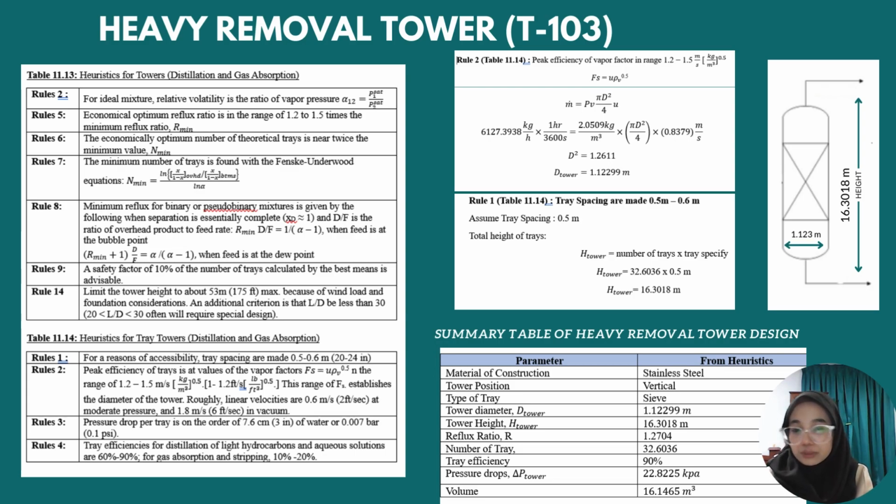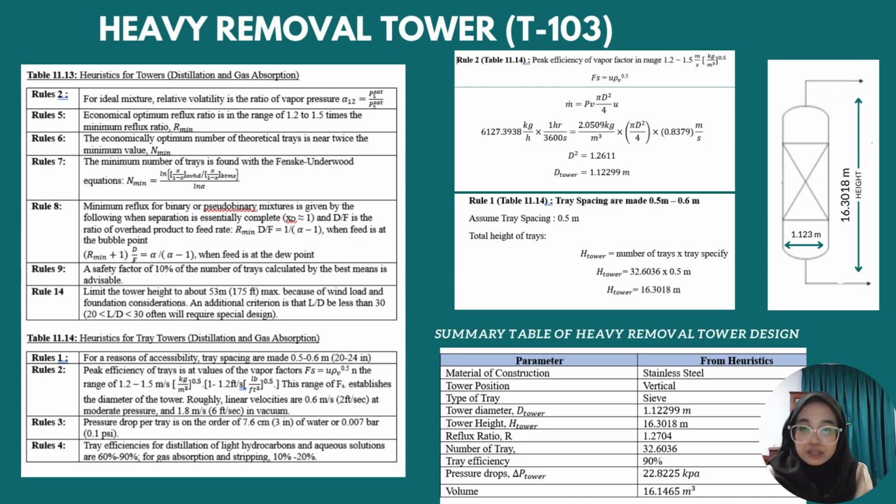Next, in order to find the height, we need to calculate the number of trays, for which I have used rule number 6 and number 7, multiplied by the estimated tray spacing. I have estimated it to be 0.5 meters. So the total height of this tower is 16.3018 meters. Below is the summary table of the heavy removal tower design.